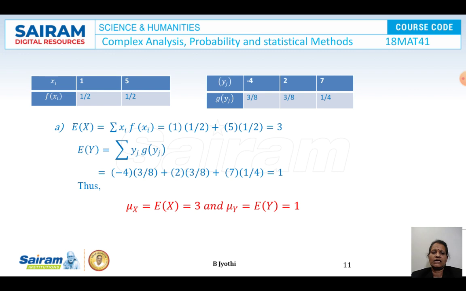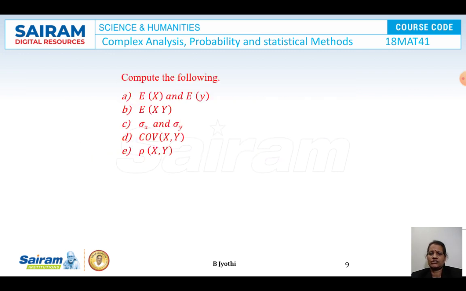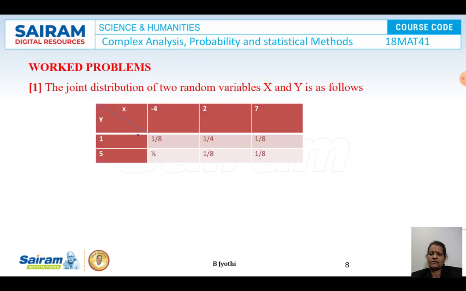We can refer here how it has come. I'll just show you. See this: 1 by 8 plus 1 by 4 plus 1 by 8. When we take the total, it will be 1 by 4 plus 1 by 4, which will be half. Similarly, 1 by 4 plus 1 by 8 plus 1 by 8 will also be half.